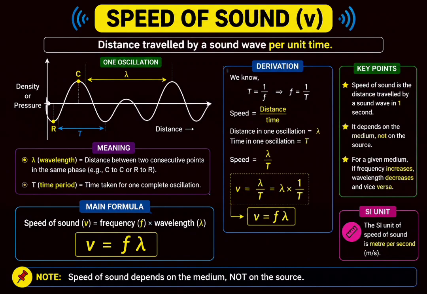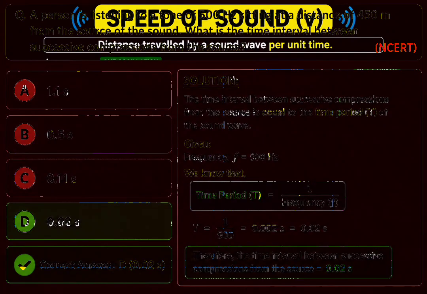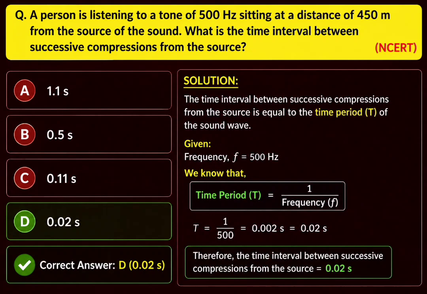Let's apply this concept to a question. A person is listening to a sound of frequency 500 Hz. We have to find the time interval between two successive compressions. The time interval between successive compressions is equal to the time period. So, T is equal to 1 upon f, T is equal to 1 upon 500, which means T is equal to 0.002 seconds. Therefore, the correct answer is 0.002 seconds.